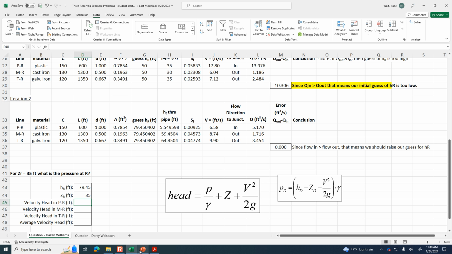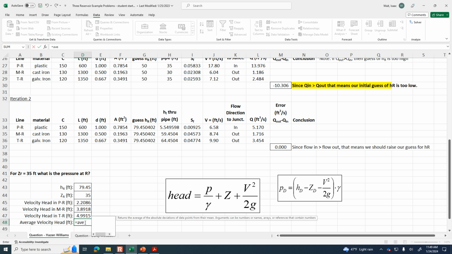The velocity head, v squared divided by 2g. We've got 3 different velocities, so I'm going to calculate the average velocity head. So this velocity squared divided by 2 times 9.81. So there's the velocity head in all 3 of the pipes, and then the average velocity head.